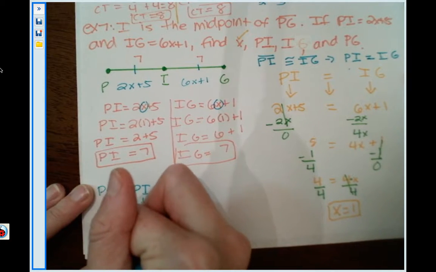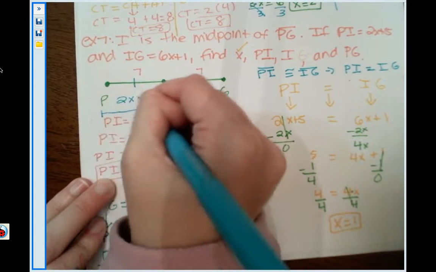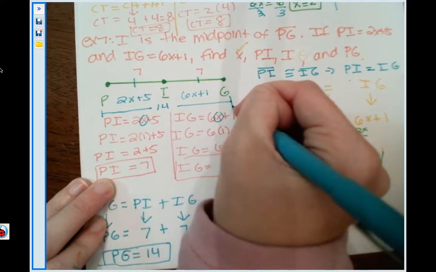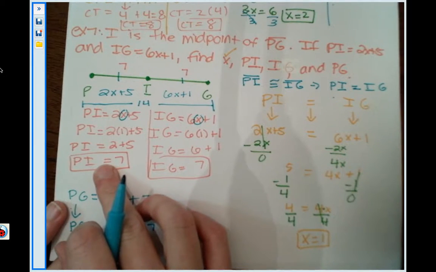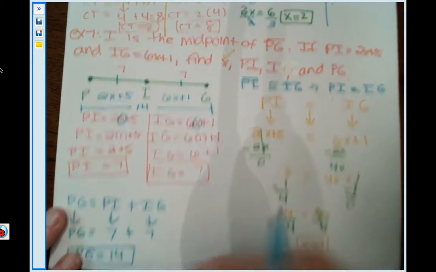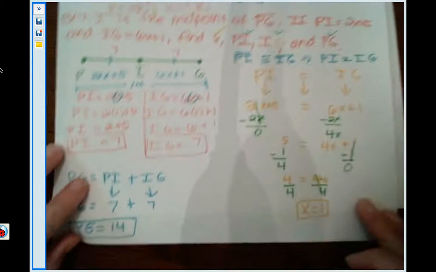Yay! And guys, this is a G. I'm sorry, my G is struggling in here. So PG is 14. That whole piece. Yay! So we know x is 1. We know PI is 7. IG is 7. And PG is 14. And look here. We solved for everything we need to solve for.